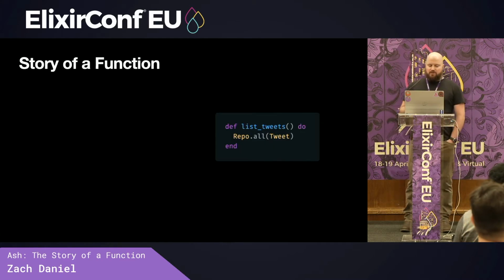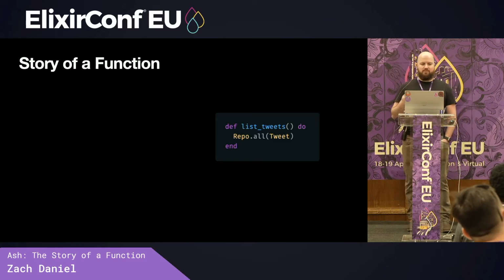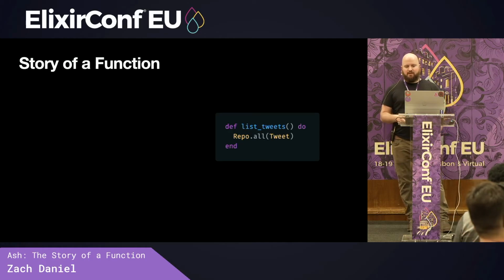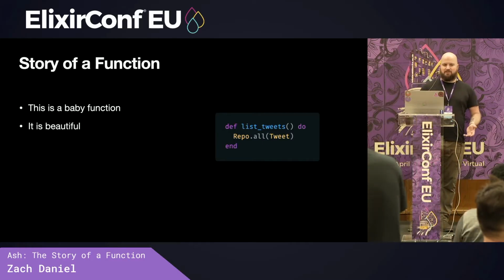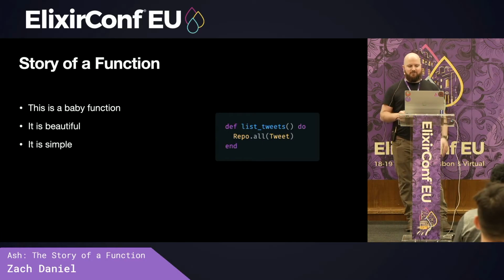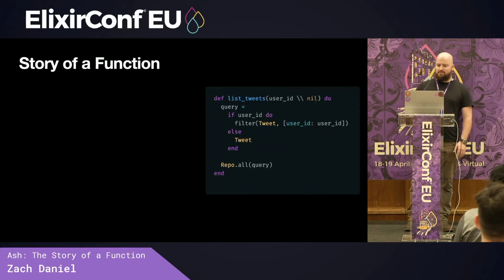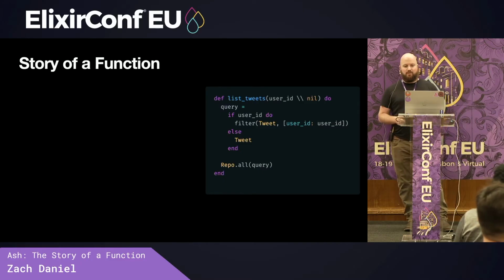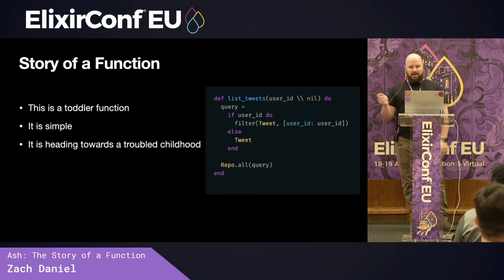I'm going to start with the story of a function, and really what we're looking at here is how these things grow as we build more rich domain operations in our system. So this is a baby function. It's very beautiful. If I see this function, I'm like, great. I know exactly what this does. There's no confusion. It's very simple, and it's wonderfully easy to understand, and that's a very important quality of our domain operations. This is a toddler function. It's still simple, right? I don't think anybody would look at this and be like, oh, that's so complicated, I can't figure out how it works. But I'd say it's already, right here, heading towards a troubled childhood.